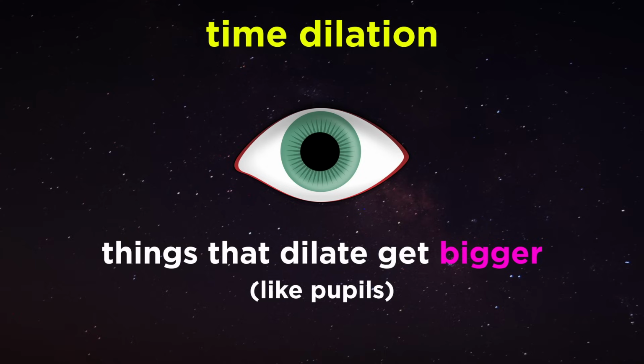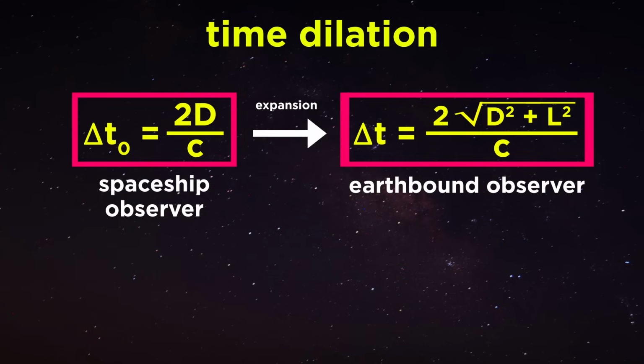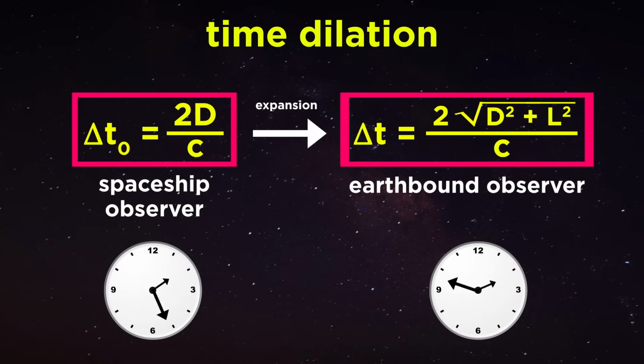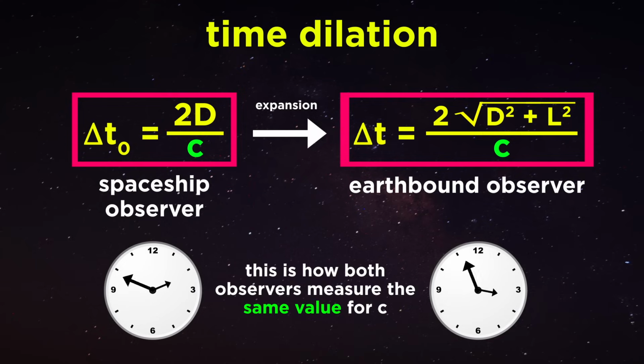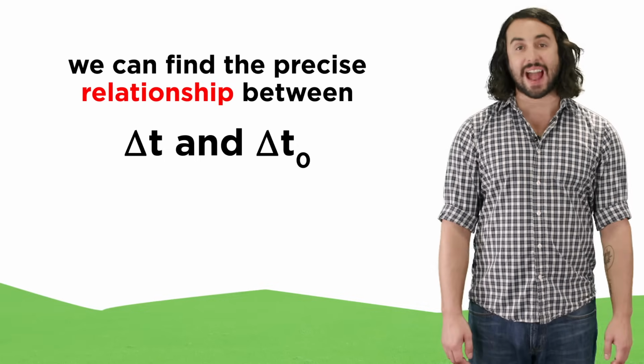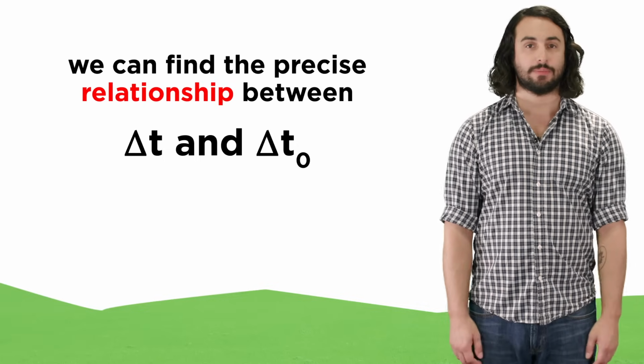This is why this phenomenon is called time dilation, because to dilate is to expand, and the time interval delta t has expanded relative to delta t 0. This means that the clock on the spaceship is running more slowly than the one on Earth, as this is the only way for both observers to get the same result for the speed of light. We can calculate exactly how much slower, in fact.